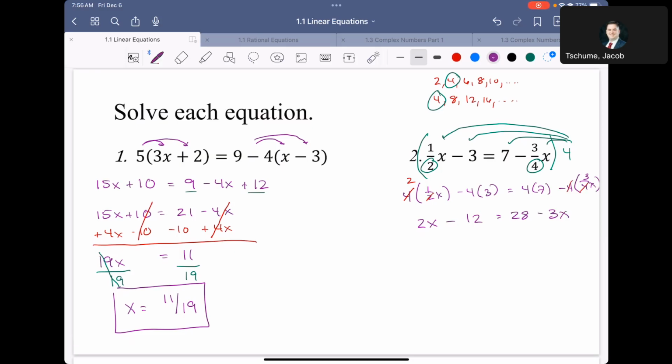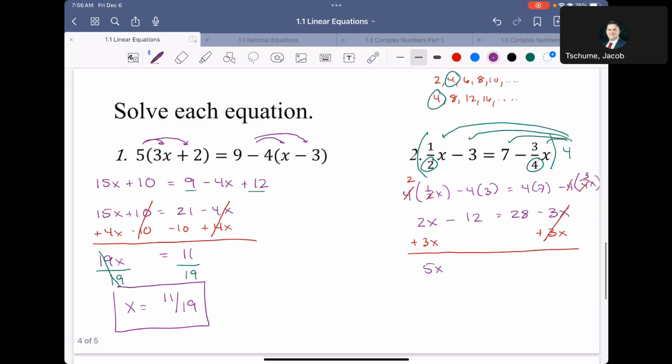Now we're back to the exact same thing we saw over here on the left. We want to put the x's on one side and the numbers on the other. So I'm going to move my x's to the left. So I need to move this negative 3x over by adding 3x to both sides. That will give me a 5x. And I need to move the numbers over to the right, and I can do that by adding 12 to both sides. Bring down the equals. 28 plus 12 is 40.